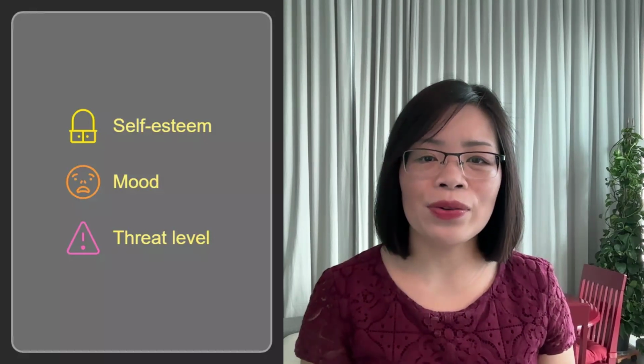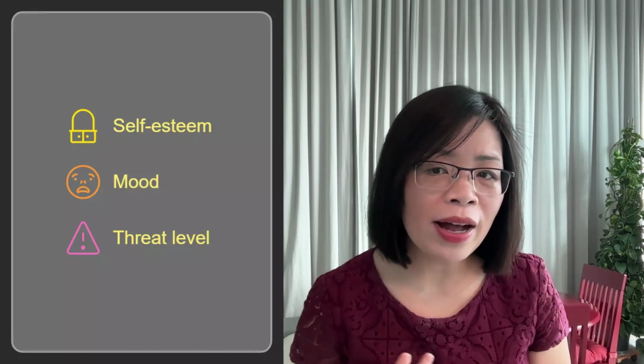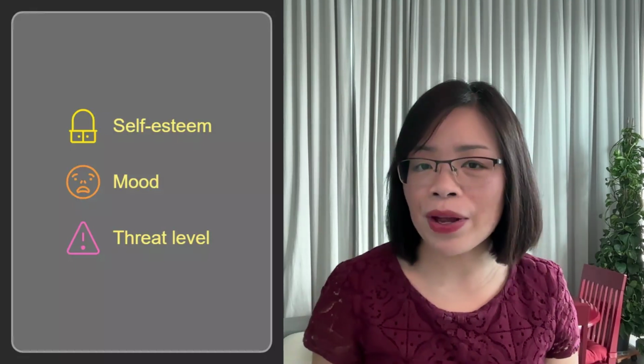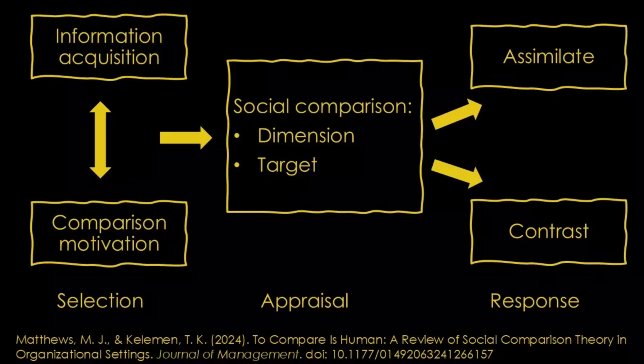In addition to the three factors, self-esteem, mood, and threat level, other factors like how relevant the comparison is to us, how close we are to the person we're comparing ourselves to, and even our cultural background can all play a role. This is a simplified model of social comparisons proposed in a recently published article titled "To Compare is Human," a review of social comparison theory in organizational settings, published in the Journal of Management in 2024. The model outlines a three-phase process of social comparison: selection, appraisal, and response. This model provides a framework for understanding how social comparisons unfold in organizational settings across different levels of analysis.